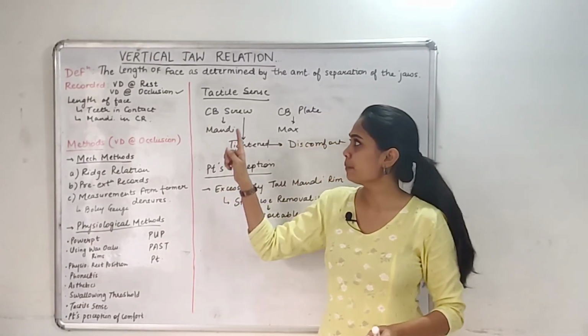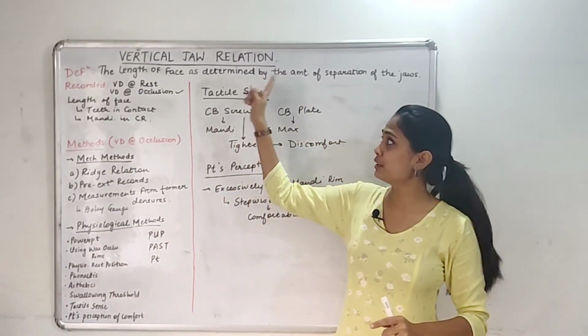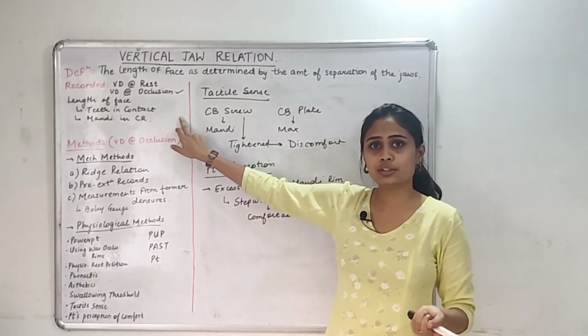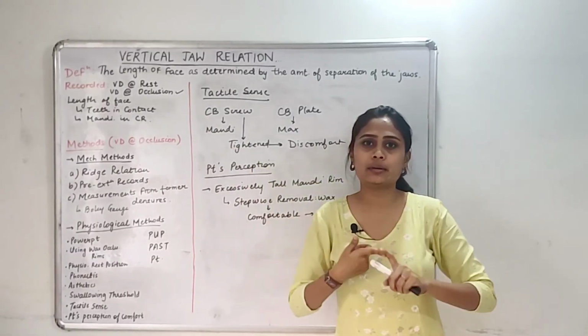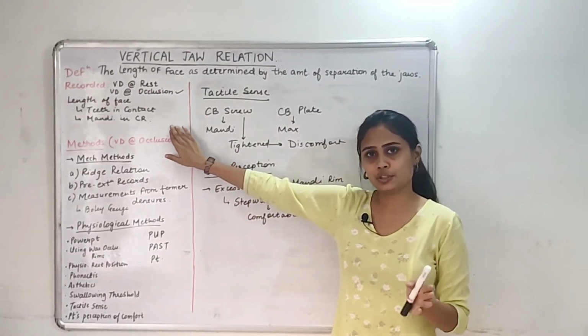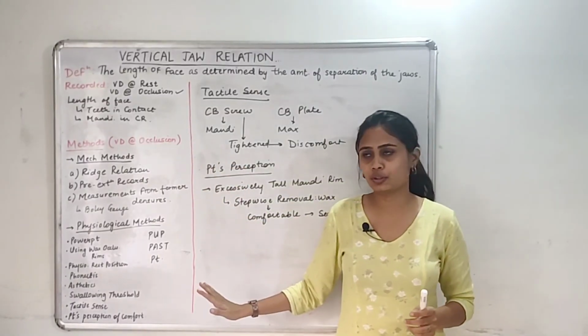So here we saw vertical dimension at rest. First of all, the definition of vertical jaw relation, then the two types in which we can record the jaw relation, that is the vertical dimension at rest and the vertical dimension at occlusion. We have seen the definitions for both of them and the methods for both of them.